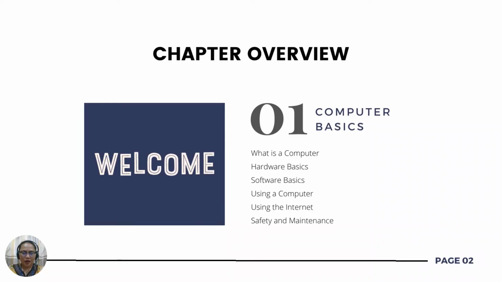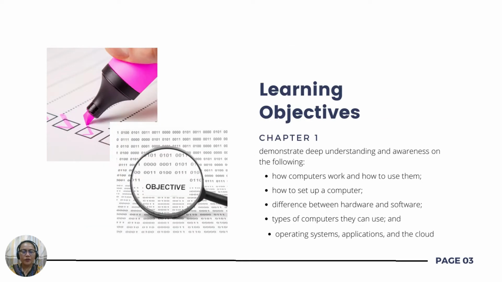For Chapter 1, we will be discussing the following topics. So, what is a computer? Hardware basics, software basics, how to use a computer and internet, and computer safety and maintenance. Okay, so these topics will cover Chapter 1. Our learning objectives for Chapter 1 will be as follows.